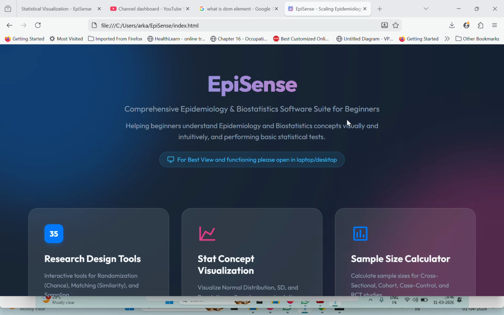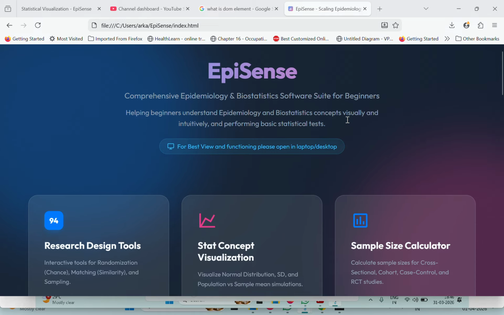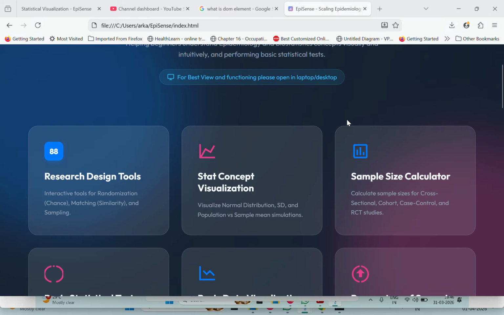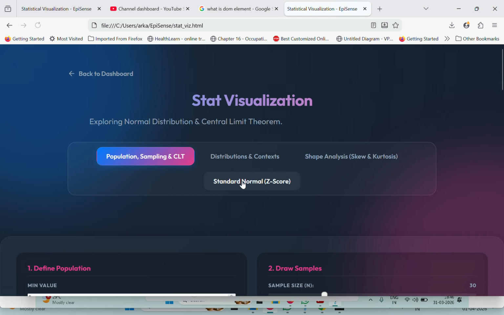So today I'm going to discuss the second module of Episense, Comprehensive Epidemiology and Biostatistical Software, specifically designed for the public health specialist and those who are working in the field of medicine to understand the concept of different biostatistical and epidemiological things that are required for different research. So today I'm going to discuss the second module, which is statistical concept visualization.